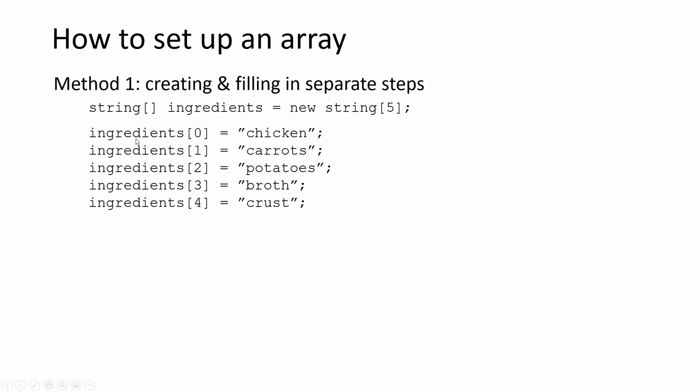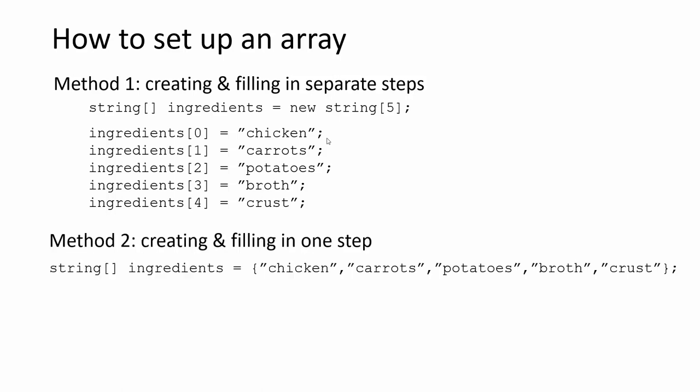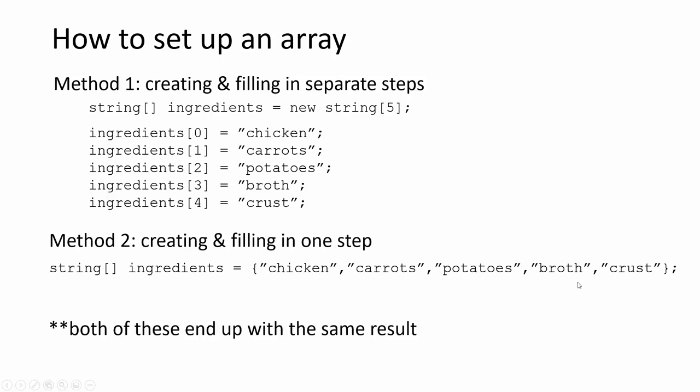And notice I have the name of the array, the index number, and then what I would like to put into it. Now another way you could do this is to create the array and fill it all in one step. And that looks like this. You would still say the type of the array you're creating with the square brackets, the name of the array, and then inside of curly brackets, you would just list each item you'd like to have in your array, separated by a comma. Now, since this is a string array, I need to fill it with strings. Now, either of these end up with the same result, so it's really up to you which way you'd prefer to create and fill your array.